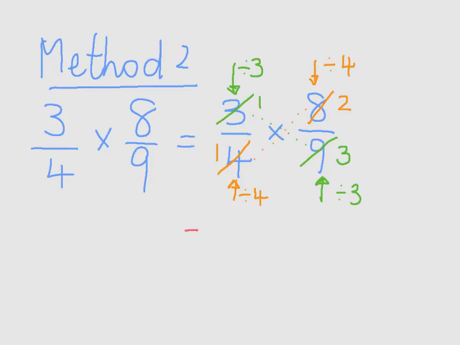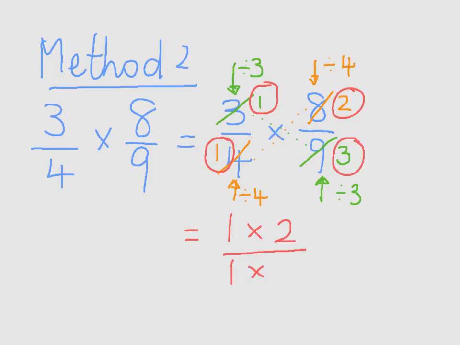Now we do our multiplication. So we end up with 1 times 2 as our numerators times together. And then our denominators are 1 times 3. So if we multiply them, we get 1 times 2 is 2, 1 times 3 is 3, and we get the same answer as we did with method 1, as 3/4 times 8/9 is 2/3.